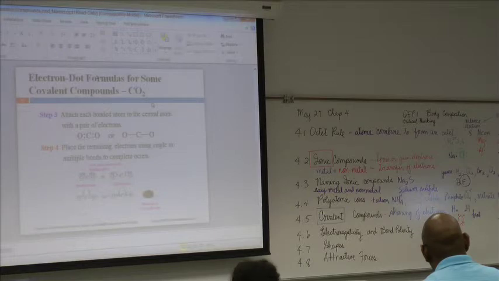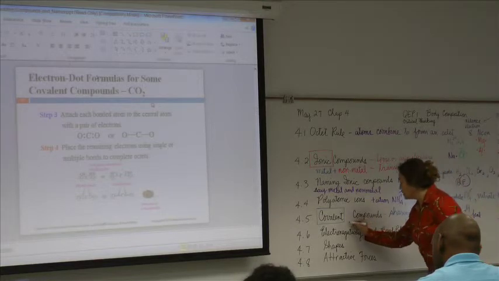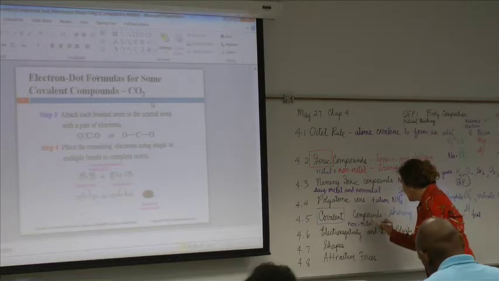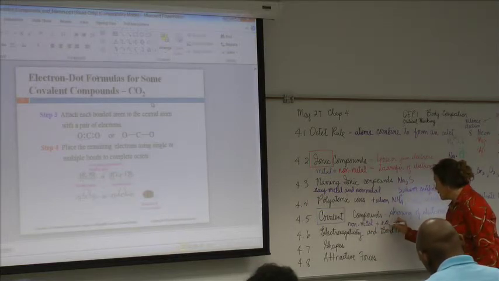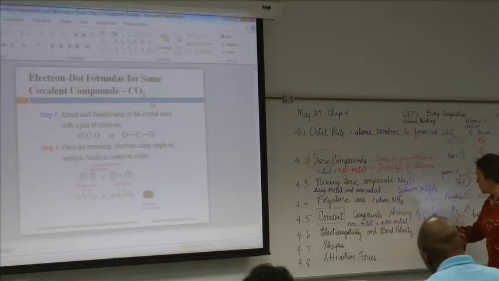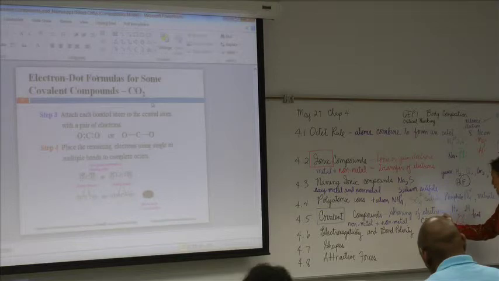So for covalent compounds, we have to name the non-metal. Covalent compounds are made out of a non-metal and another non-metal. So when we say C, because carbon is a non-metal, and then O2, then we have to say carbon dioxide.